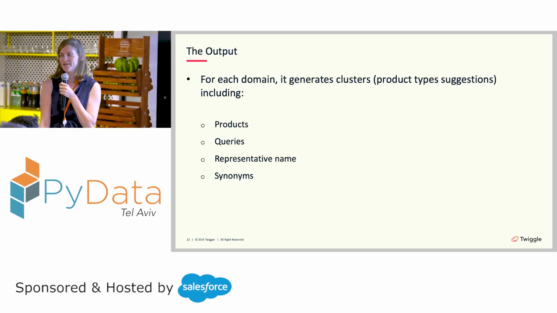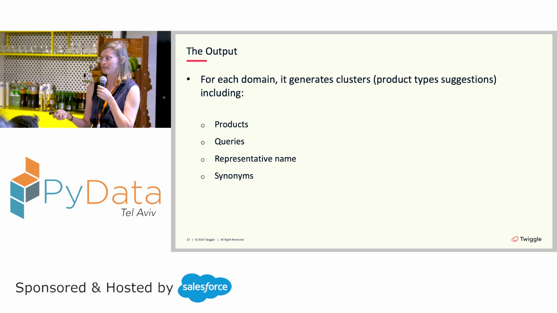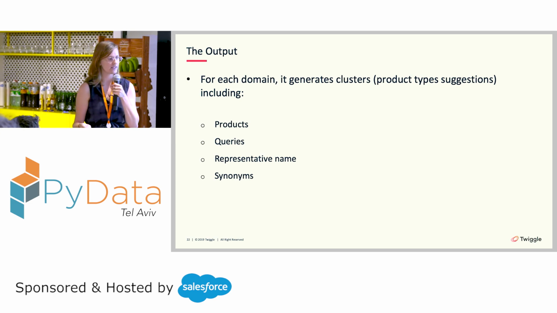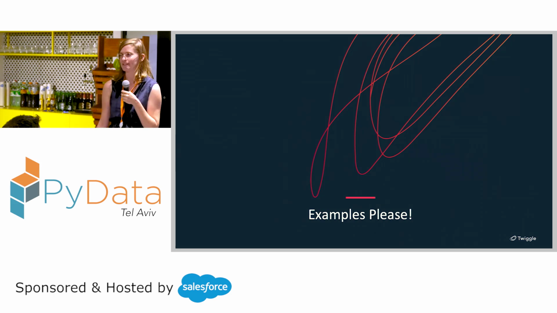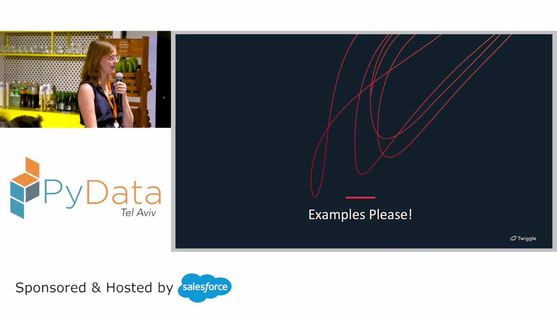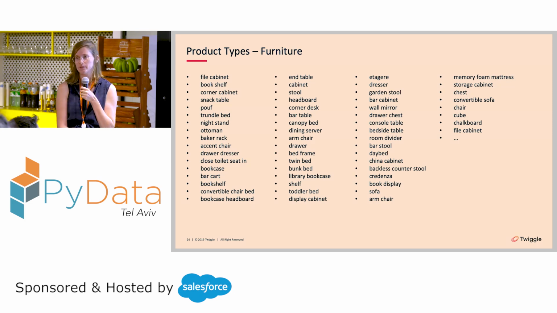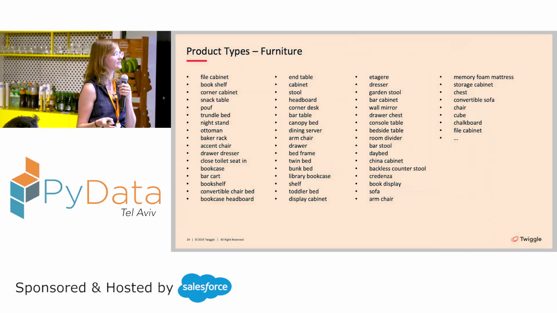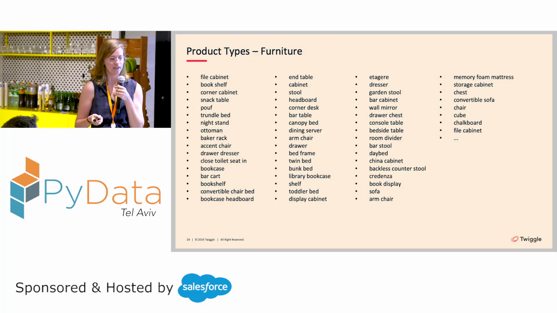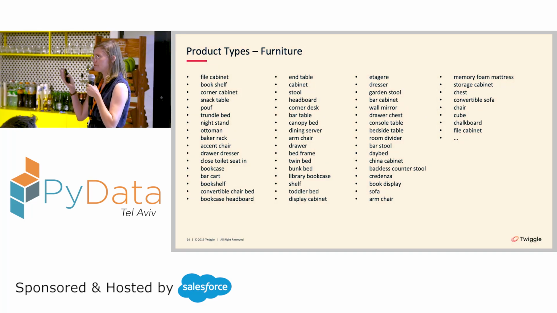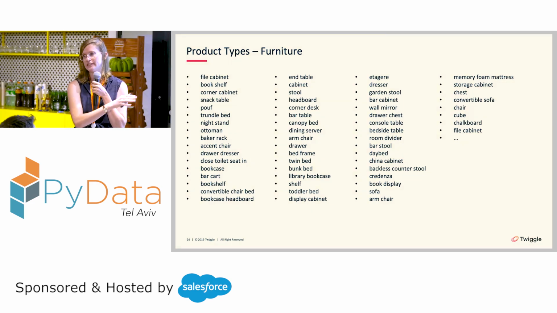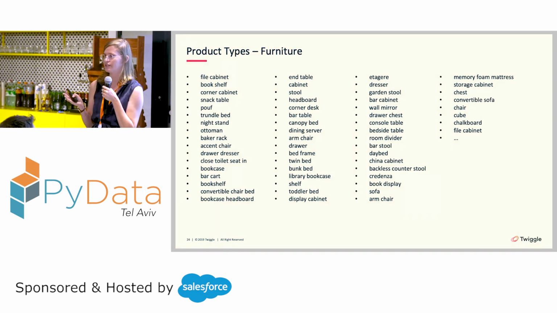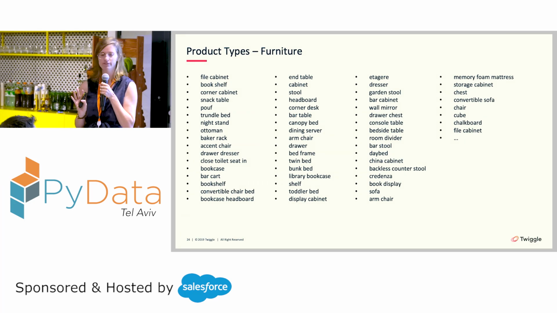All right, so hopefully by that point, I got my clusters, which are the product types, and each one of them will contain products, queries, a name, and suggestions for synonyms. I think it's time we see some examples. So I ran the algorithm on the furniture domain, and I got many product types, as you can see. If you had to think of all the different types of furniture you have in your home, I'm sure you wouldn't have gotten to that list, and there are things in here which I didn't even know existed, but our domain experts say they exist, so I believe them.